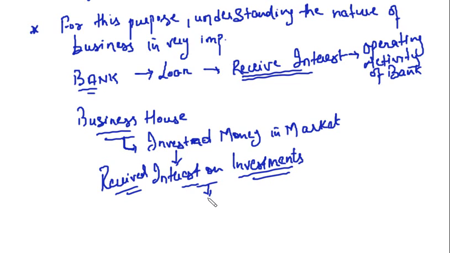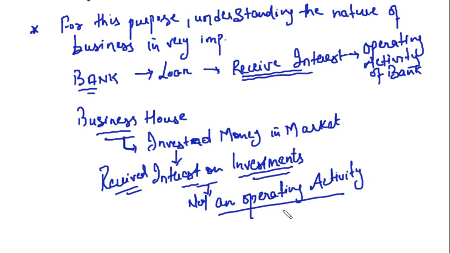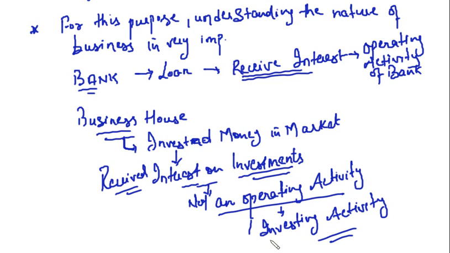So for this business house, this is not an operating activity, right? Rather, this will fall in investing activity. That is earning on an investment. So this is an investing activity. This we will do later on. Right now, I'm telling you that this is not an operating activity.